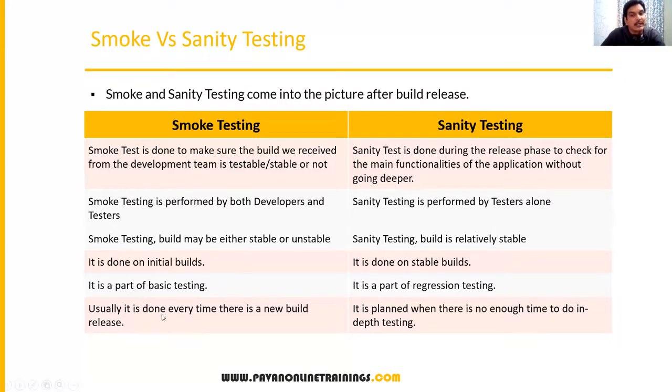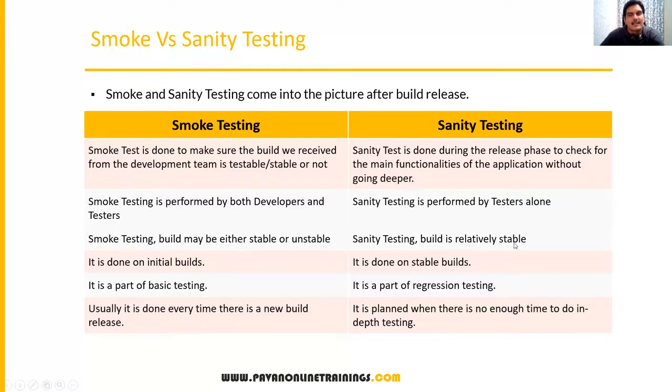And smoke testing is usually done every time a new build is released. And sanity testing is planned when there is not enough time to do in-depth testing. Suppose tomorrow I have to release the application and you don't have the time to execute all the test cases. So what you will do is basically sanity testing. Check whether the basic functionality is working or not, and then release to the next department. So whenever you don't have much time and you want to test the application at a very high level, then you can conduct sanity testing. So these are the differences between smoke testing and sanity testing.